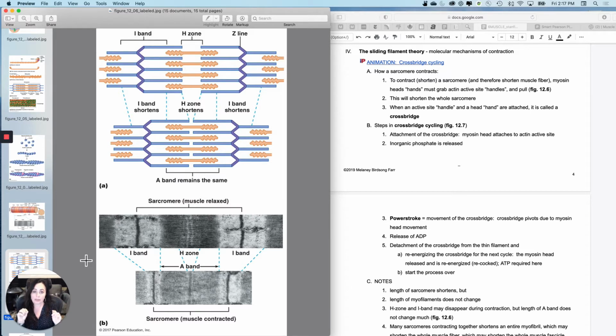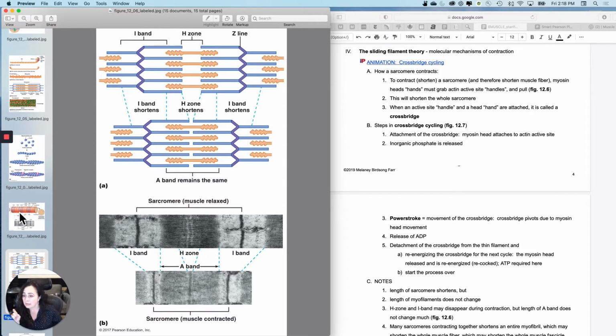Now, the important thing about this is called the sliding filament theory, because the thing I want you to understand is that the myosin does not change length. It stays where it is, okay? But the actin also doesn't change length. It just slides past the myosin. So this is called the sliding filament theory of muscle contraction, because the myosin reaches up and grabs the actin and pulls, and the thin and thick filaments slide past one another.